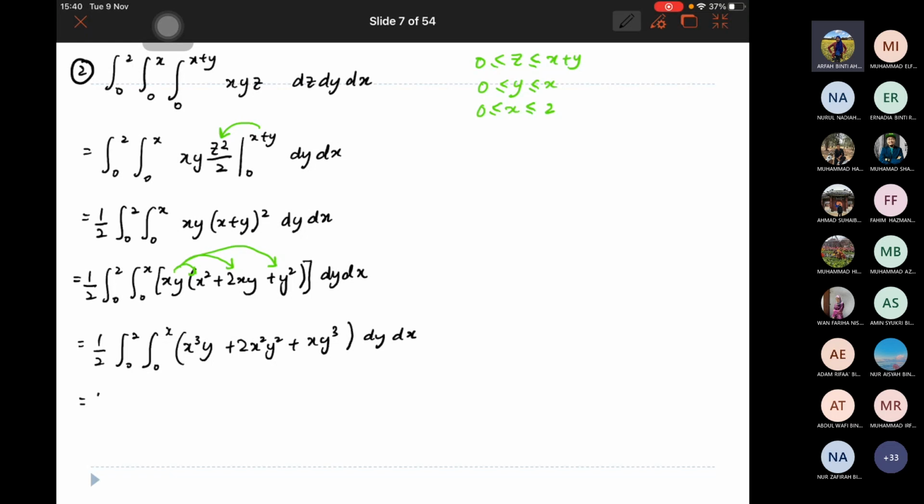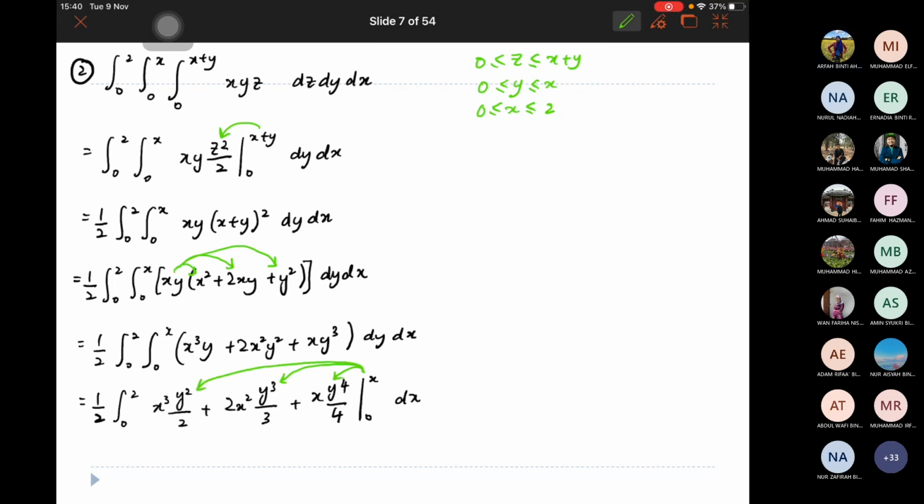So daripada sini dapat 1/2, 0 until 2, integrate terhadap Y, dapat X kuasa 3, Y kuasa 2 per 2, tambah 2X kuasa 2, Y kuasa 3 per 3, tambah X, Y kuasa 4 per 4, 0 up until X, dx. Gantikan Y dengan X. Substitute Y with X in there. So, cuba gantikan dapat berapa?